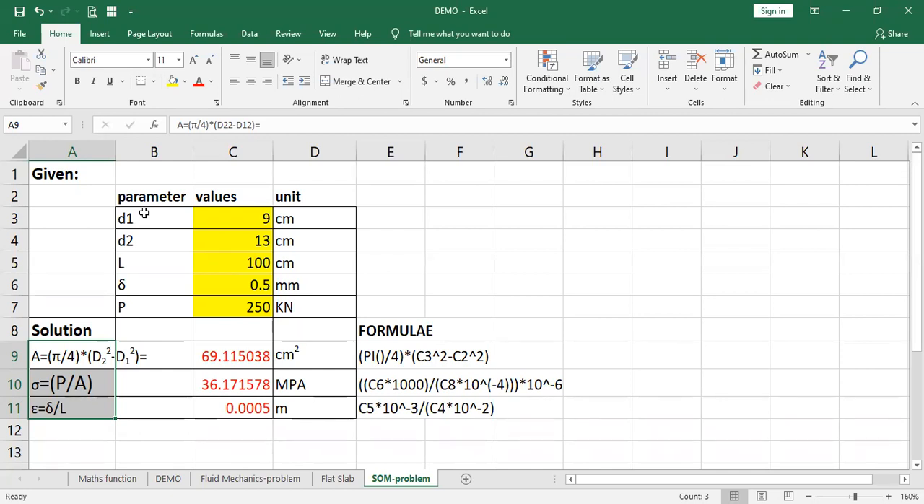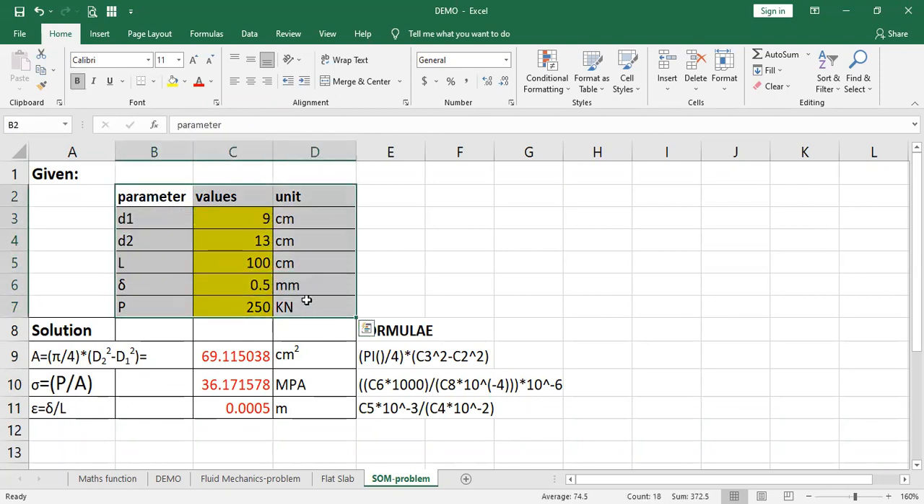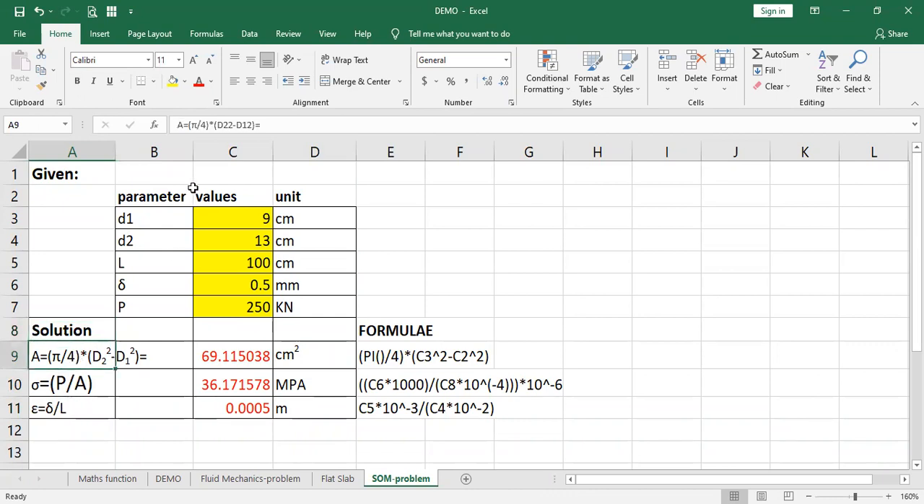Parameters should be written separately, values should be written separately, units should be written separately, so use separate columns. D1 is 9 centimeter, D2 is 13 centimeter, and use different formatting so that you can understand these are the given parameters, and then this is the solution wherein we have to write area, the formula for it, and the value you got. This is the value for area, you got the value for stress here, and the value for strain. So that's how we have seen the first part.